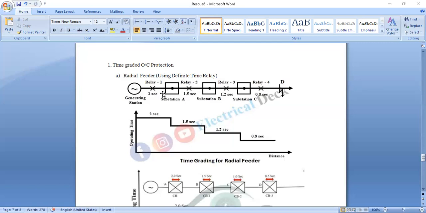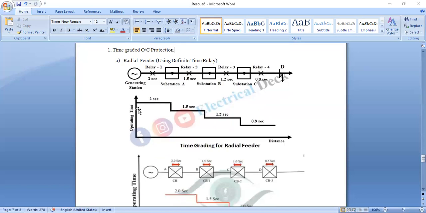Why is this so? Because near the source the time is the maximum. It is nothing but 2.5 seconds. Similarly, we can say 2 seconds, 1.5 seconds, 1.2 seconds, and 0.8 seconds. So that is the minimum value, and the maximum value is there. The minimum interval time adjustment which can be allowed for the circuit breaker depends upon its clearance time, with a small margin for safety.